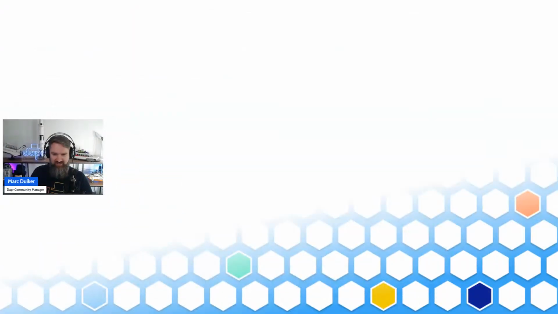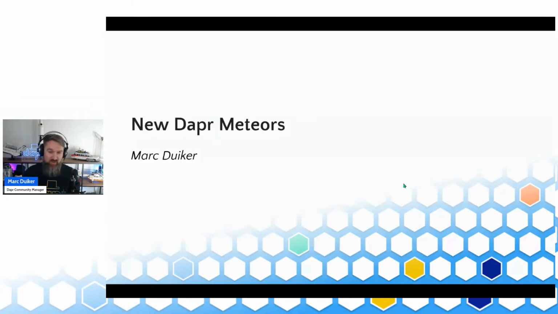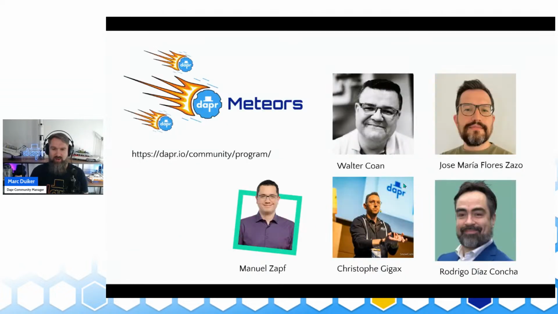So let's get going. First up, it's the new Dapr Meteors. Last month, the Dapr community managers got together and we went through all of the nominations for the Meteors. We do that twice a year, once in October and once in April, and we have these new 5 Dapr Meteors. The Meteors are our community championship program. So we are welcoming Walter, Jose Maria, Rodrigo, Christoph, and Manuel to be our new Dapr Meteors. There were already 4 Dapr Meteors who were accepted to the program last October. So we have 9 Dapr Meteors now in total.